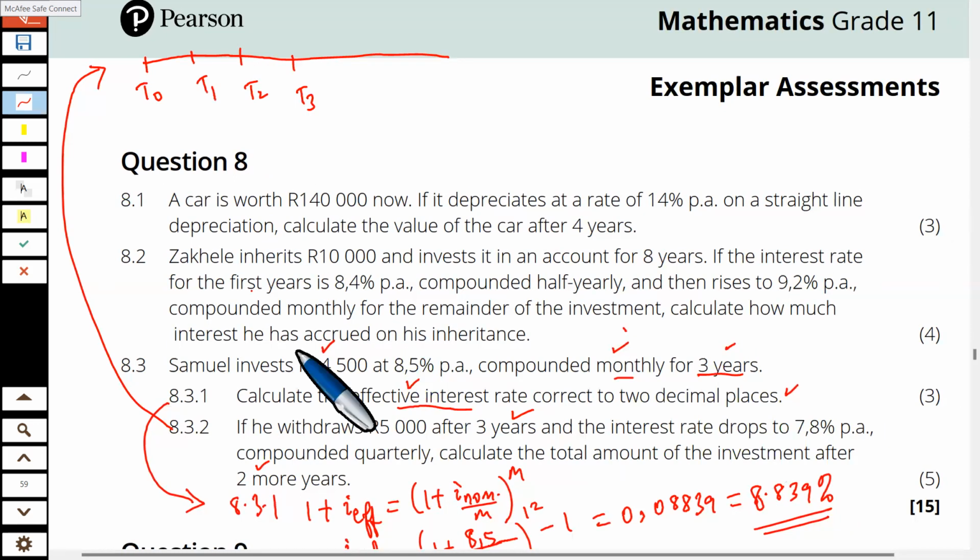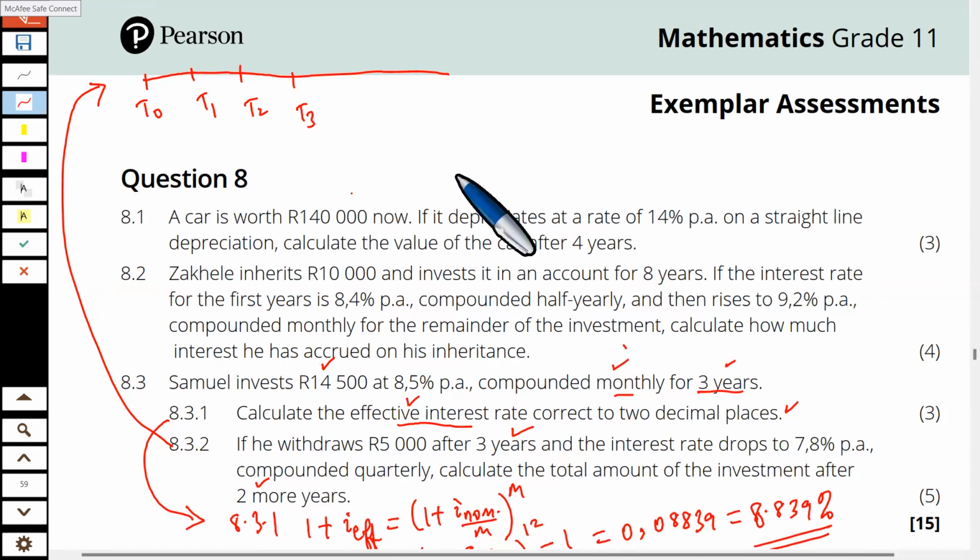And then you analyze the question as follows. Someone invests 14,500. So if Samuel invests 14,500, you need to realize that it is an amount of money that's invested right now. It's a present value of 14,500. But he invests it at 8.5% per annum compounded monthly for 3 years.